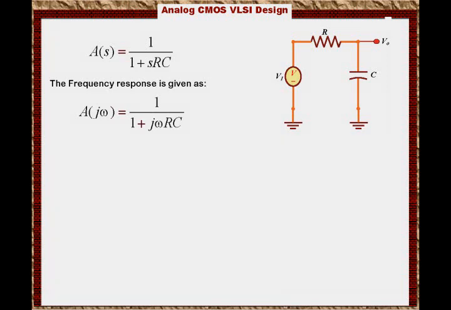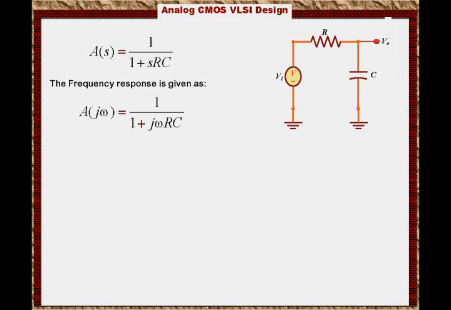Wherever you have s, just replace it with j omega. But this is a complex function. What do you mean by a complex function? It uses complex value or complex variable kind of function. Then it has a magnitude and a phase, right?